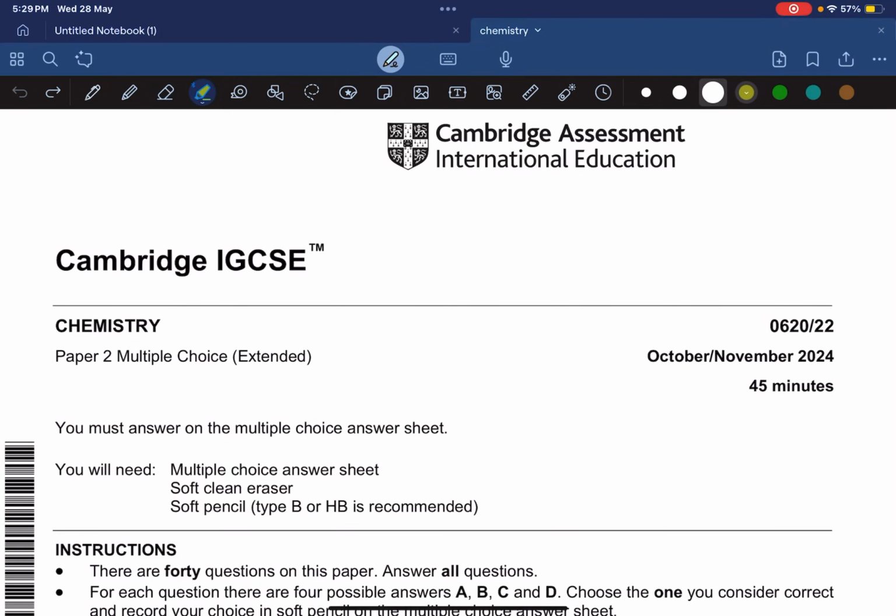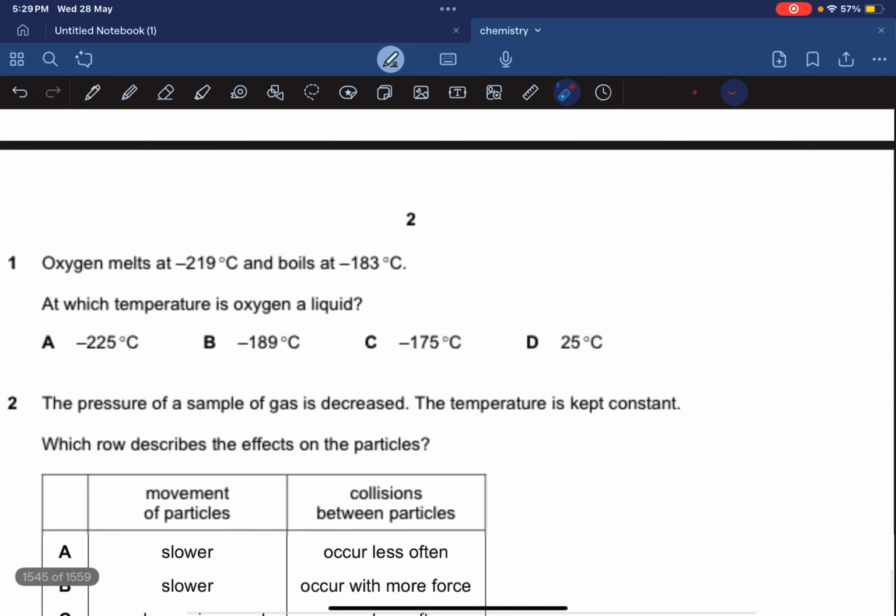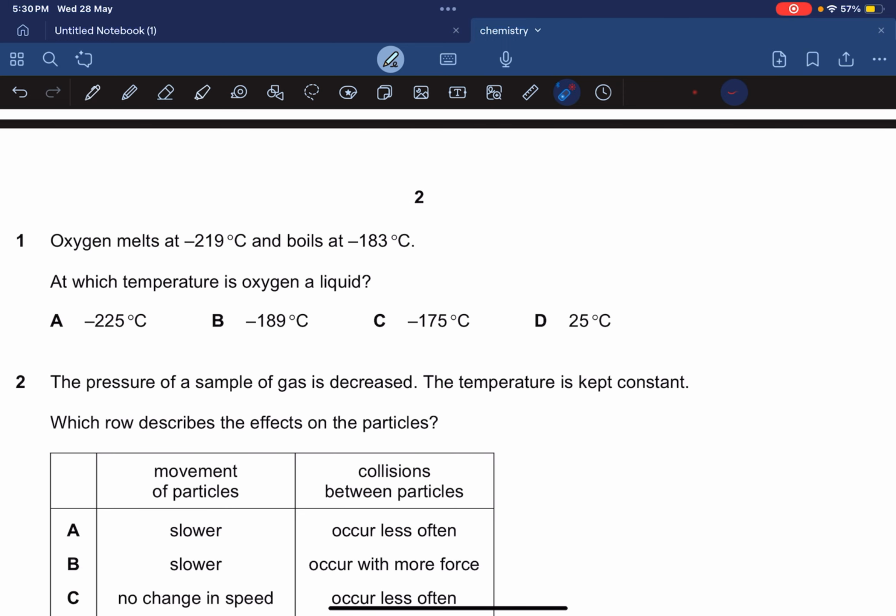So today we are going to be solving Cambridge IGCSE Chemistry Paper 2 Multiple Choice Extended October-November 2024 Paper 22. So let's get started with this paper. The first question says, oxygen melts at negative 219 degrees Celsius and boils at negative 183 degrees Celsius. At which temperature is oxygen a liquid?